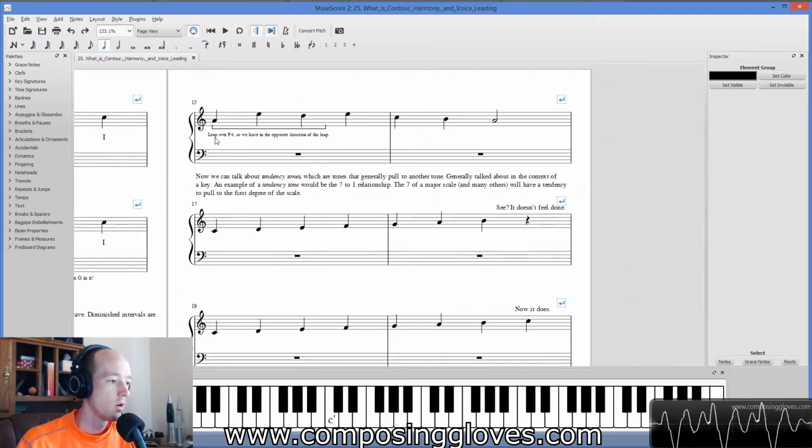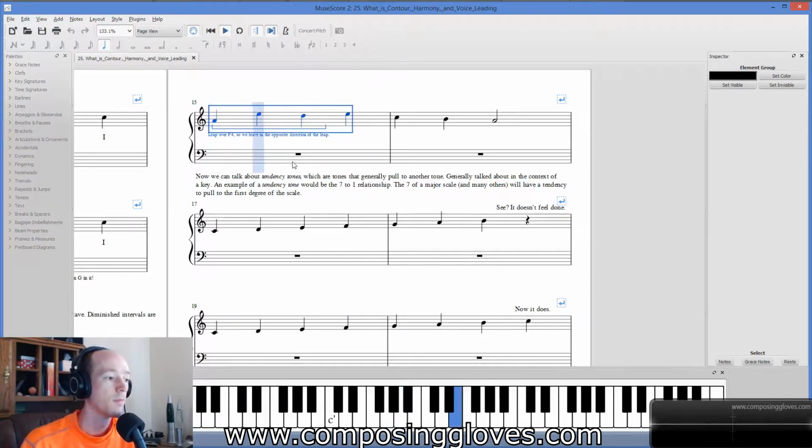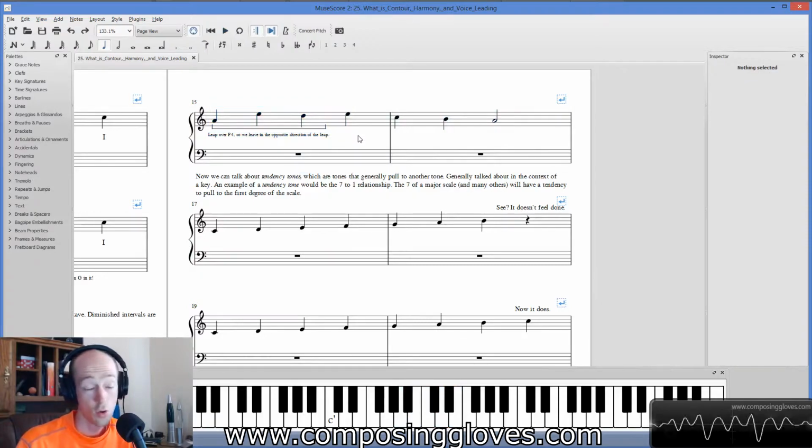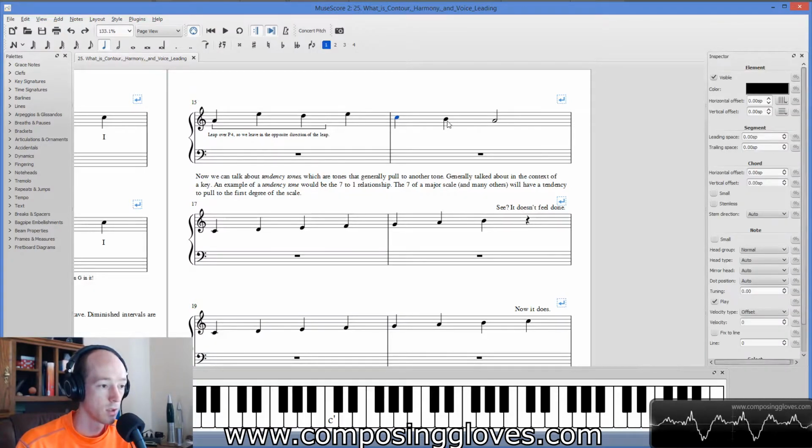All right, so let's go leaps over a perfect fourth. So this is definitely over a perfect fourth, right? A to E. And we are leaving in the opposite direction of the leap. So we jump and then go down. That sounds pretty cool. So there you go. And we have actually another leap. And then we move conjunct here. We're stepwise, so I don't need to worry about outlining a triad right here.